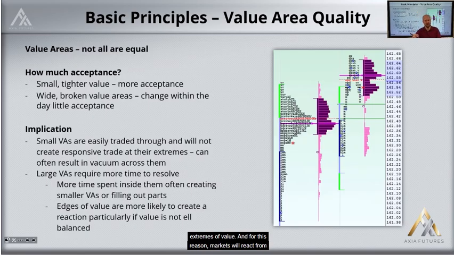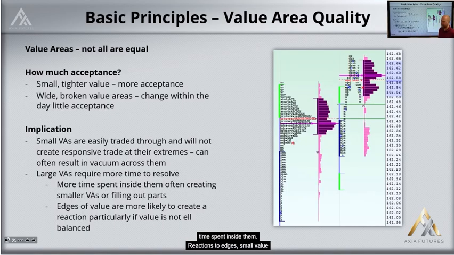And for this reason, markets will react from the edges of value when you have a broken or very wide, unclear value area where you don't have that degree of acceptance. It shows an uncertain market. Nobody's sure where value is, and so in trying to find value, people start out at the best prices they can get as a seller or as a buyer, and then they move inwards to try and actually get filled, and this then naturally creates value in the middle. So that's what you're looking for with these much wider ones.